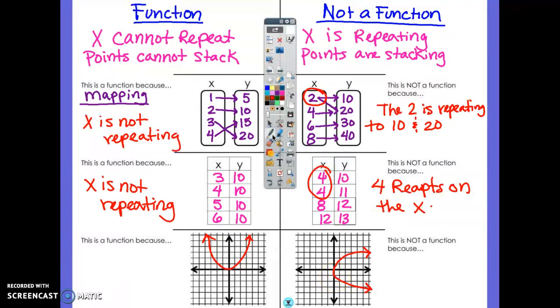Okay, so tell me why this one is a function. The points are not stacking, okay? The x's are not repeating. These are x's, right? They're not repeating. My points are not stacking. If I draw points on this graph, they are not one on top of each other, okay? So x is not repeating, and the points are not stacking.